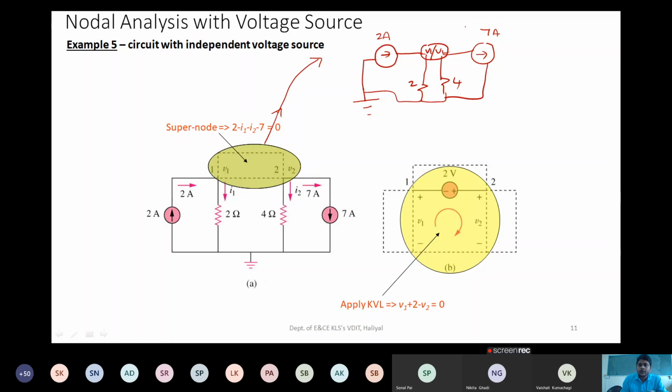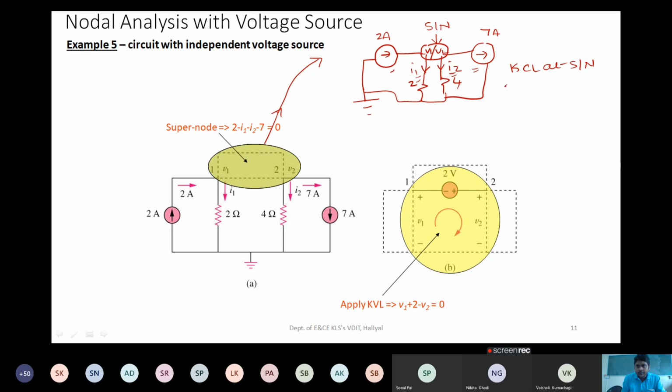Now with this combination, we are clubbing V1 and V2 and applying KCL there. This node is our super node. So if you apply KCL at the super node, according to the conventions, I1 and I2 are already given. We see that there are 3 outgoing currents and 1 incoming current.